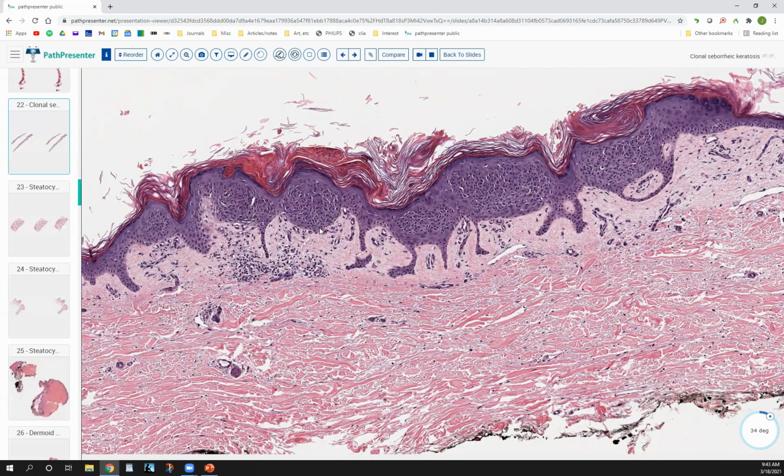And it's a matter of squamous atypia, degree of atypia. And so these don't have overlapping nuclei. These don't have jumbling, no real high mitotic activity. So it's much better for a clonal seborrheic keratosis.